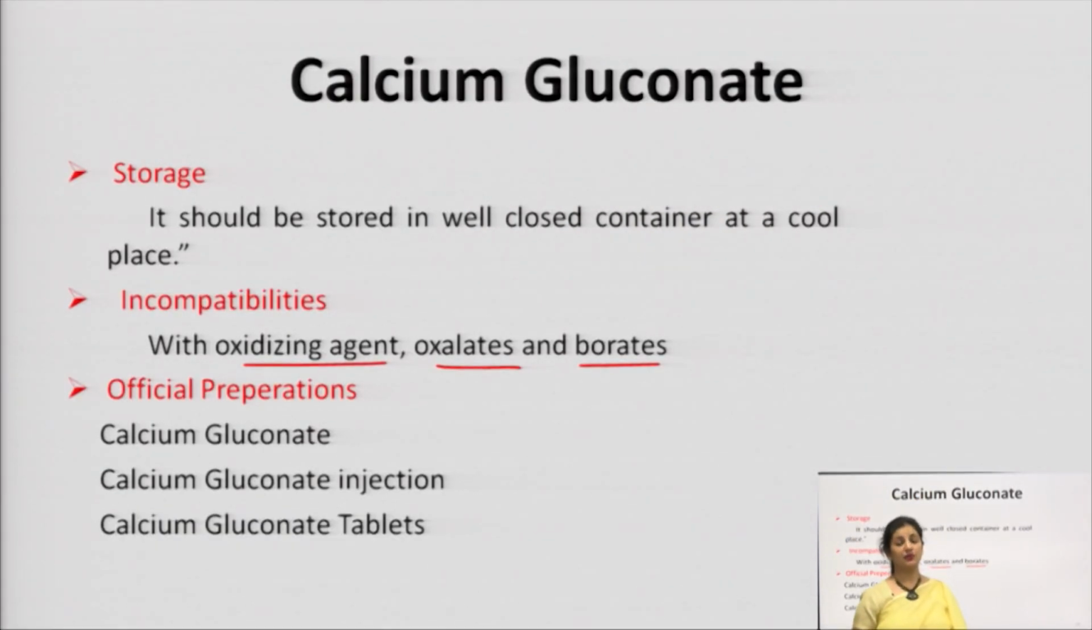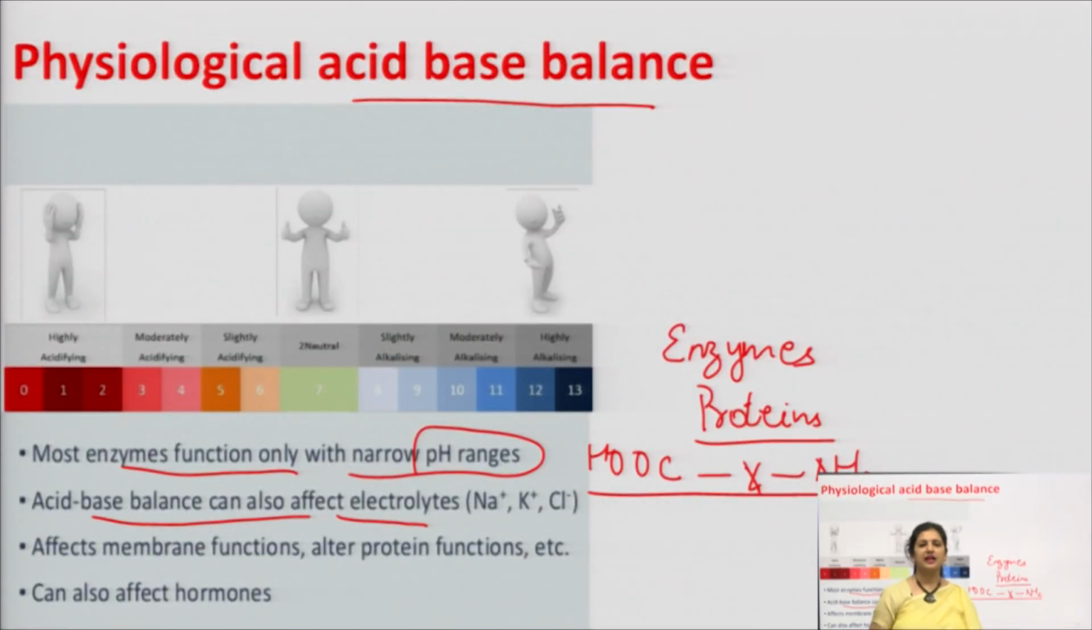Then calcium gluconate has some incompatibility: it should not be stored with oxidizing agents, and the official preparations include calcium gluconate injections and tablets. Now, the physiological acid-base balance has to be maintained. Why? Because enzymes have a specific pH for their activity, and it also affects the hormones. Acid-base balance also further affects the concentration of electrolytes.